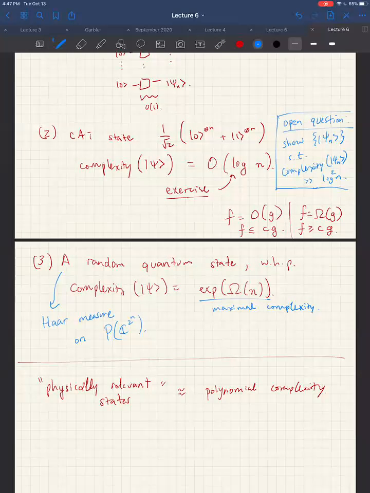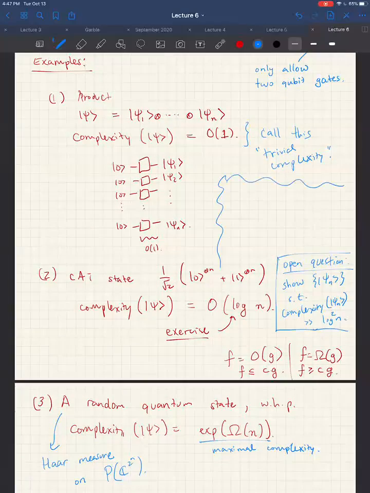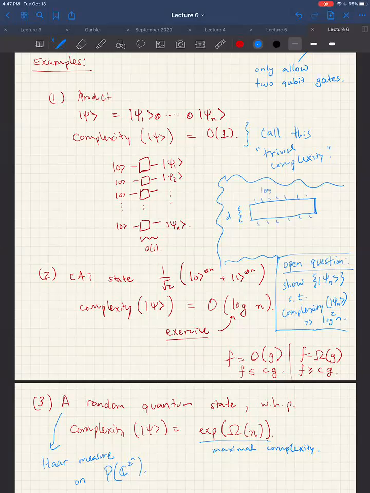What color should I use today? So, let me draw it here. So basically you say, well, imagine for contradiction that there was a circuit. Let's even do, for simplicity, imagine there was a depth 10 circuit that prepared the cat state, right? That started from all zeros and somehow produced this cat state.